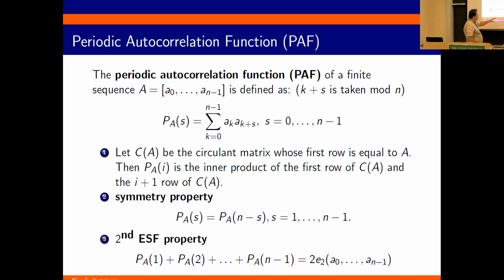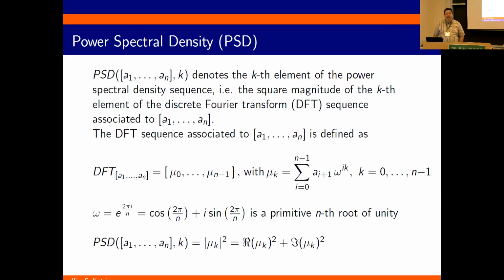There is a well-known symmetry property of this PAF function, which is important for computational purposes. This one here essentially tells us we only need to know half of the periodic autocorrelation function values. The other half are equal to the first half. And there is also another property that relates the sum of all the periodic autocorrelation values, which is twice the second elementary symmetric function on the elements of the sequence. All of that is useful for computational purposes. And the second ingredient that we need is the PSD, the power spectral density. How is this defined? Well, this is the definition of the usual DFT, the discrete Fourier transform.